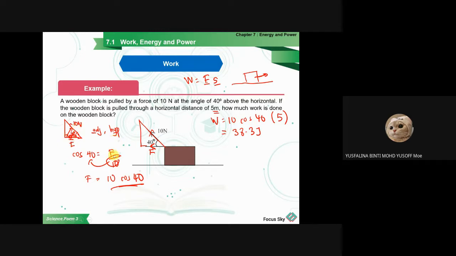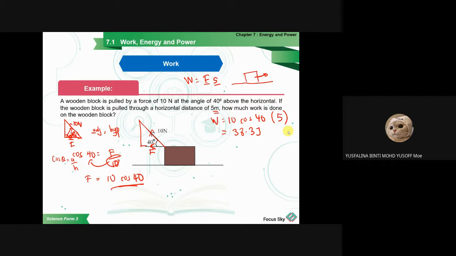Adjacent divided by hypotenuse. I'm not sure whether you already learned this one or not. So if I want F, this one is divide, as we change here it will become multiply. So 10 multiplied by cos 40. So this is F, then I just substitute in the formula. F is 10 cos 40, S is 5. Then you just multiply, you will get 38.3 joule. So that is how you want to do it.